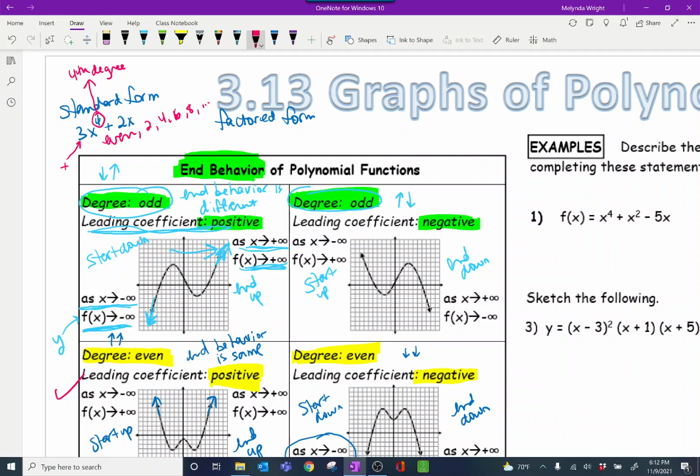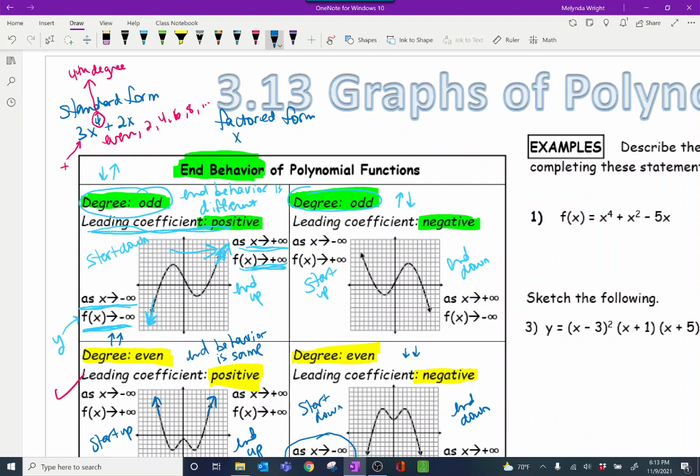What if it's in factored form? Now we read that differently, and this is something that can be very confusing to students. We read factored form degree very differently than standard form. Standard form is easy. You just put the terms in descending order and you pick the biggest exponent. That's not a big deal. If we're in factored form, it's different. We don't do the same thing because we're not in standard form.